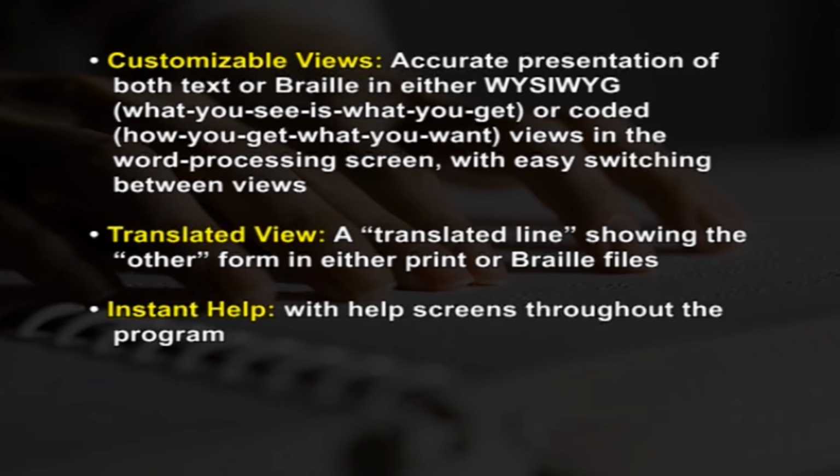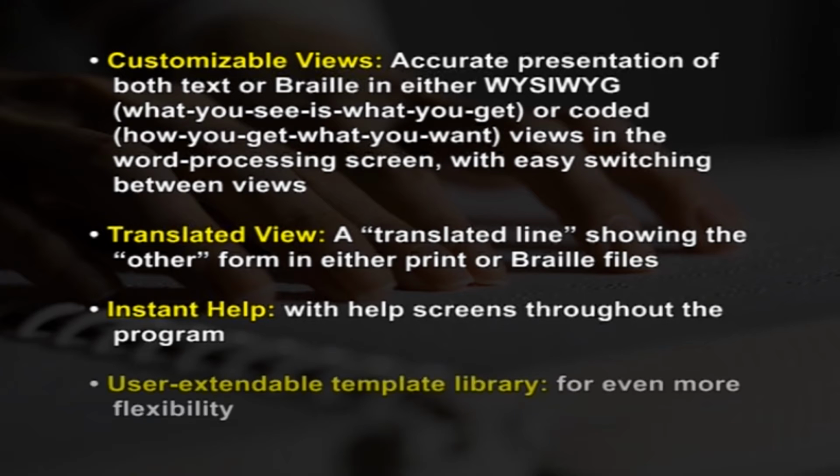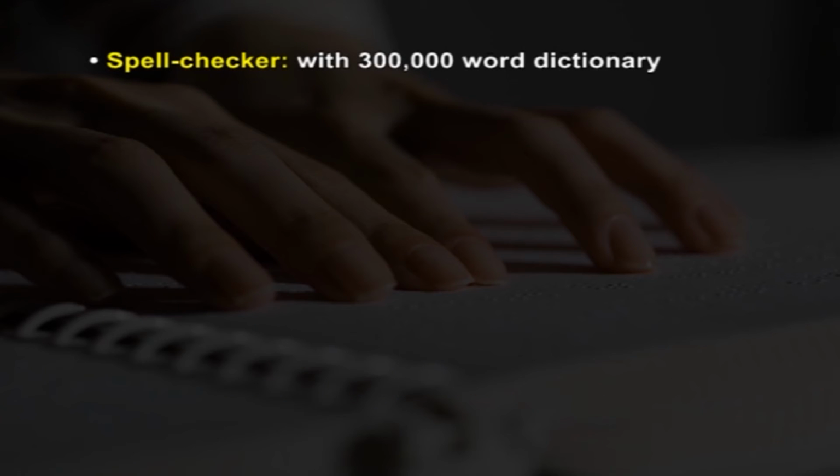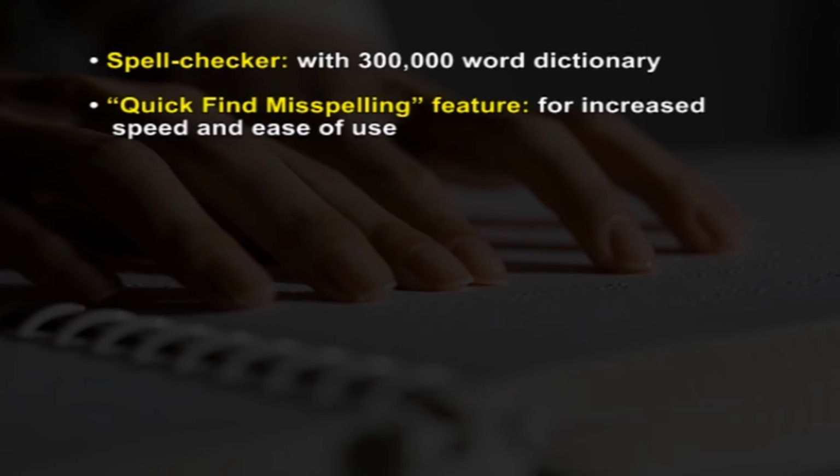Instant help: it is empowered with help screens throughout the program. It has a user extendable template library for even more flexibility. It also has a spell checker with a 3 lakh word dictionary. It comprises a quick find misspelling feature for increased speed and ease of use. It supports all major Braille printers.